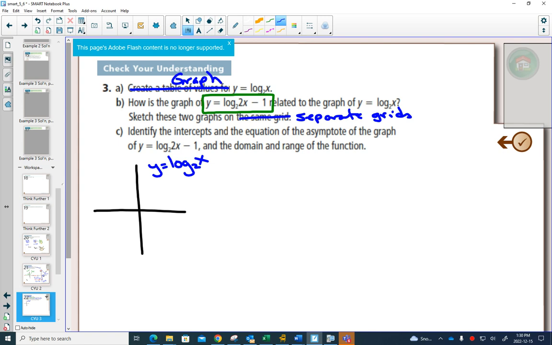The base is 2. So I need to know what log base 2 of x looks like. I know that it has an asymptote at x equals 0. I know that all log graphs go through 1, 0. And since the base is 2, I know that this particular one goes through 2, 1. So this would be part A.